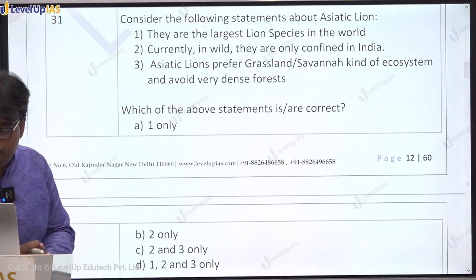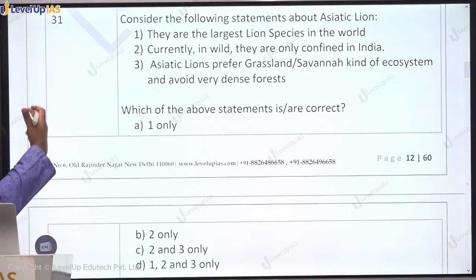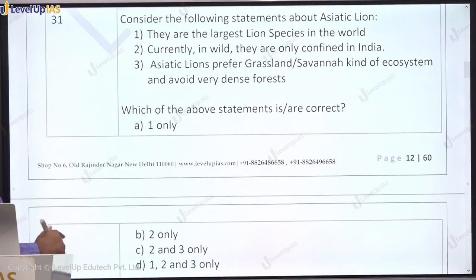31. Prachur. They are the largest lion species in the world. Currently in wild, they are only confined in India. Asiatic lions prefer grassland, savanna kind of ecosystem, avoid very dense forest. See, you're saying 2 and 3, yes. Largest lion, ye nahi. African lions are largest. Unke jo male bhi hote hain, woh bhi bade hote hain. That's why, Asiatic lion ke case mein, 1 is not true. 2 is true. 3 is also true.